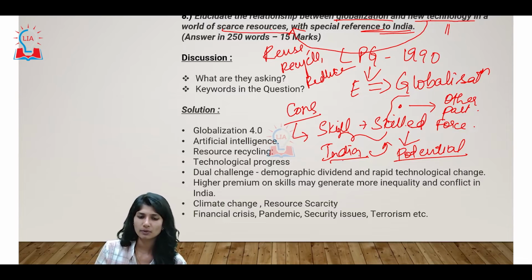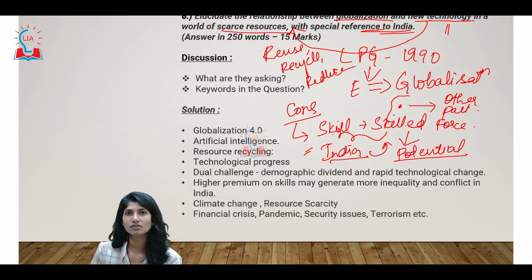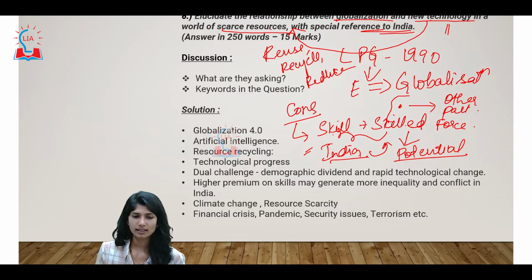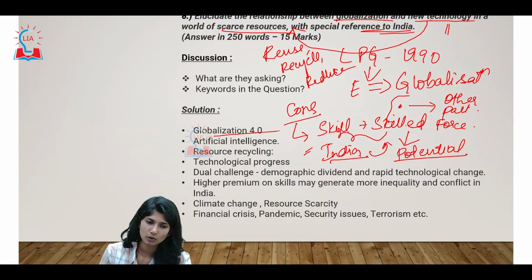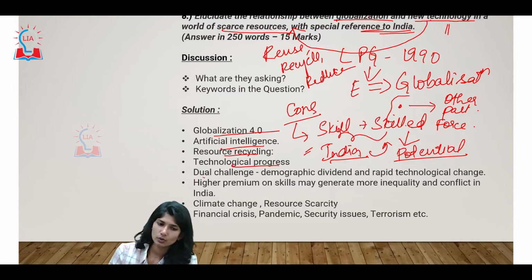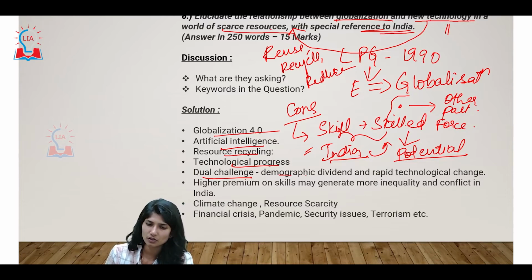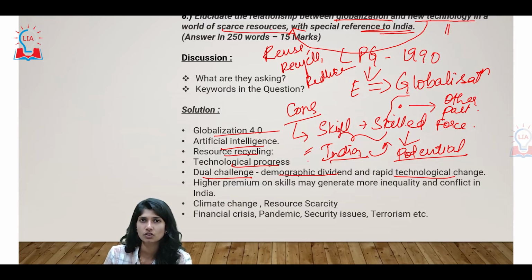For this to happen, we need a lot of underlying structure, underlying changes to take place. That's what the keyword in your answer states. Globalization 4.0, that is a new version of globalization with artificial intelligence, resource recycling, technological progress. With India, we have a dual challenge. This is specific to India, that is your demographic dividend and rapid technological change. Along with the rapid technological change, our human development also should change. Our medical access, educational access, all of those should also change along with the changing society, changing globalization.